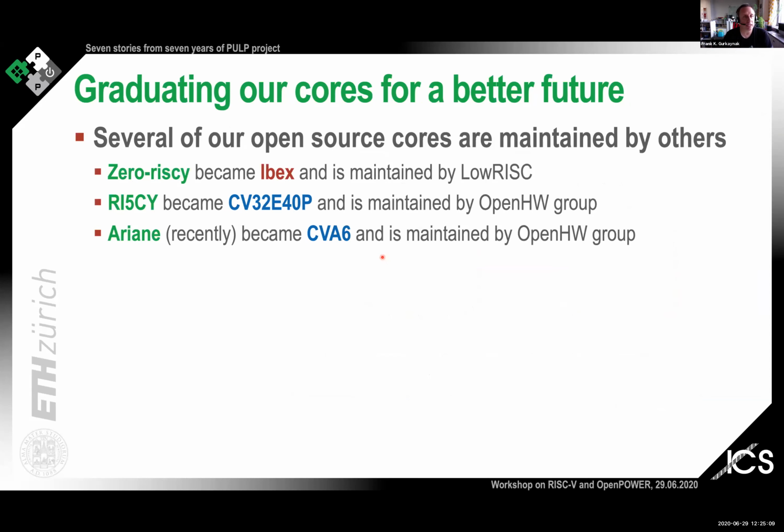So for the last few minutes, I want to just say what happens to our cores. We graduate our cores for a better future. Several of our open source cores are already maintained by different groups. So Zero-riscy became Ibex, and lowRISC is taking care of that. RI5CY became something like CV32E40P. And Ariane very recently became something like CVA6 and is maintained by the OpenHW Group.